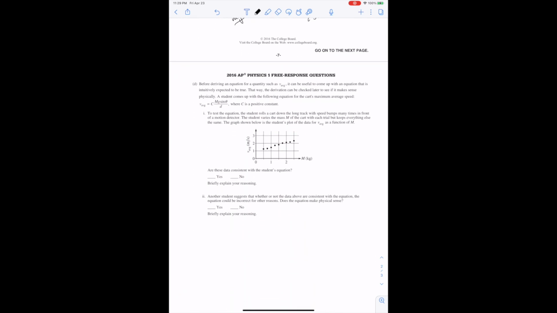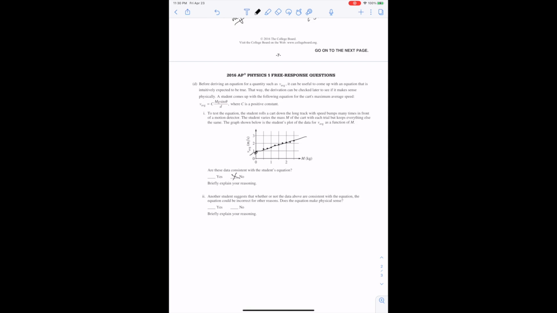Alright, for part D, we're given an equation and a graph, and we want to see if these two are a good match for each other. It seems that this graph has average velocity plotted as a function of mass. In part 1 of this question, we're asked if the data is consistent with the student's equation. Well, both sides of the equation are one term, and if any variable besides d is equal to 0, we would assume both sides of the equation should be equal to 0. This means that the line should pass through the origin, but as you can clearly see, it does not. So this is a no.